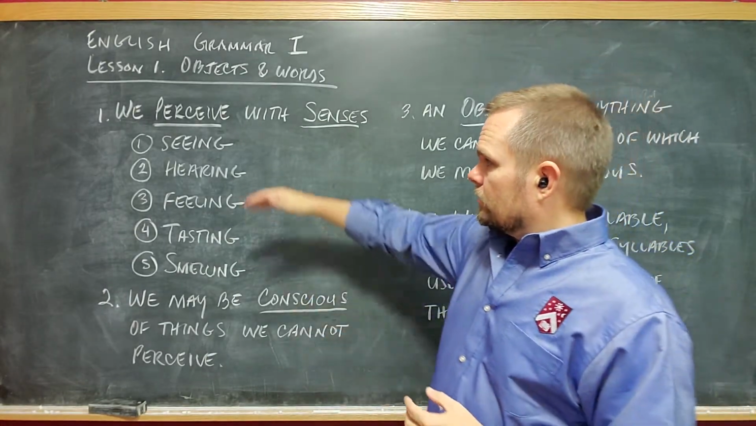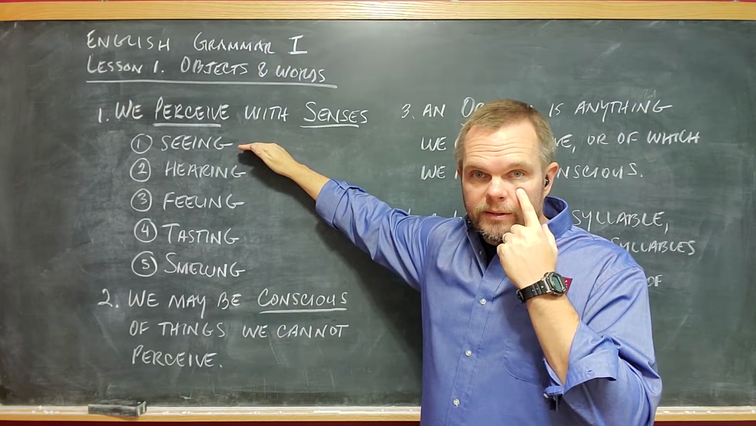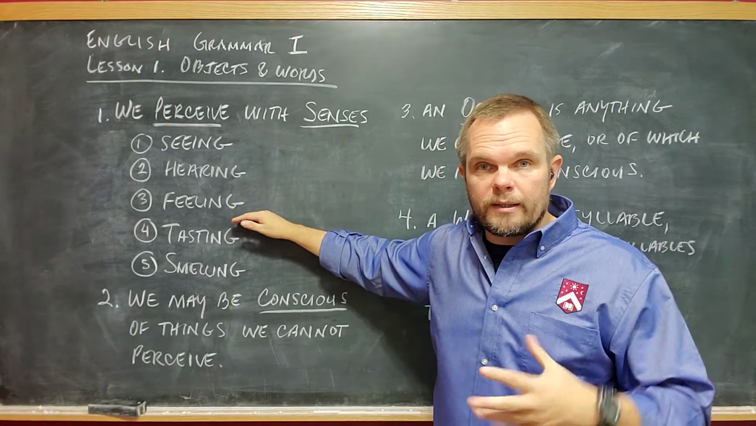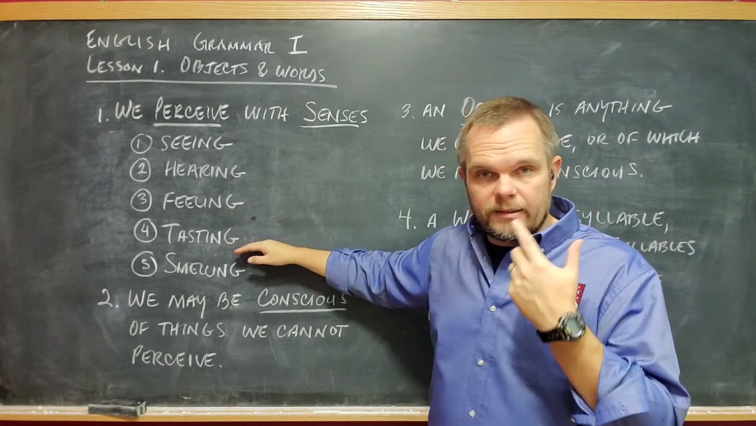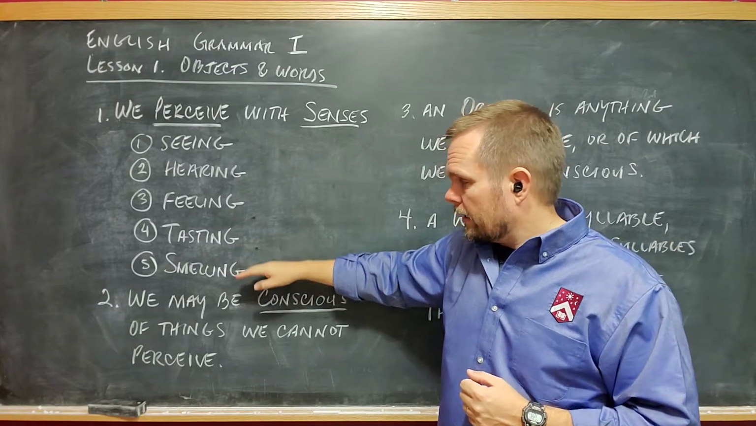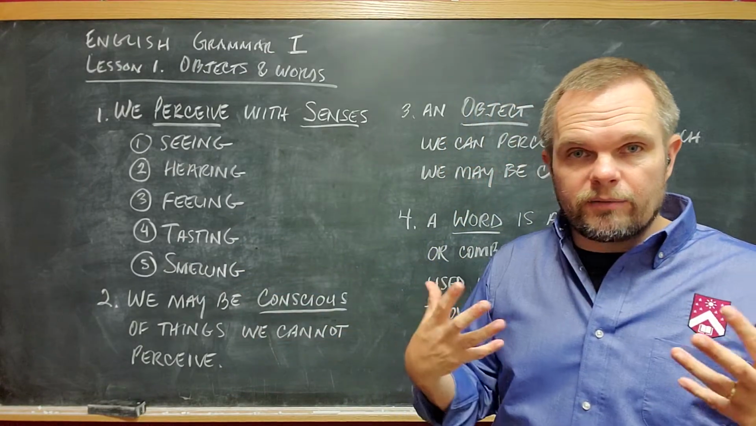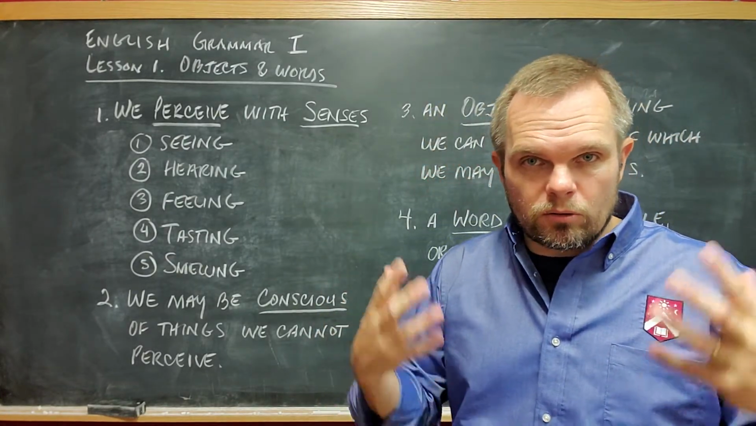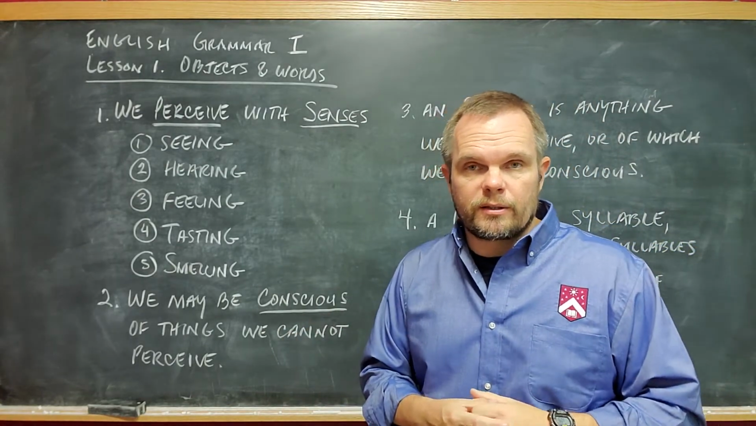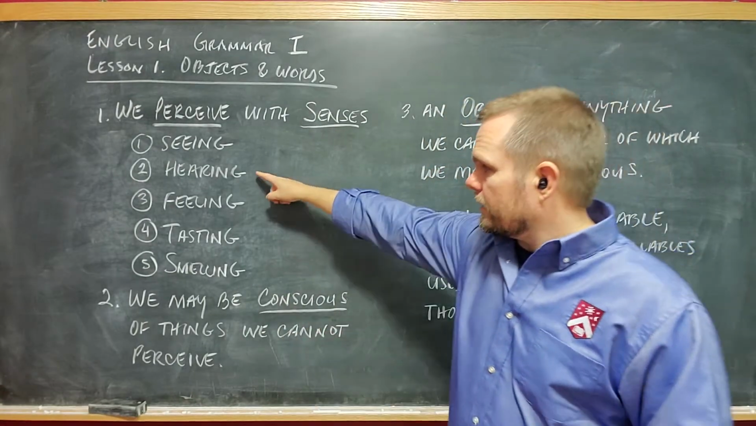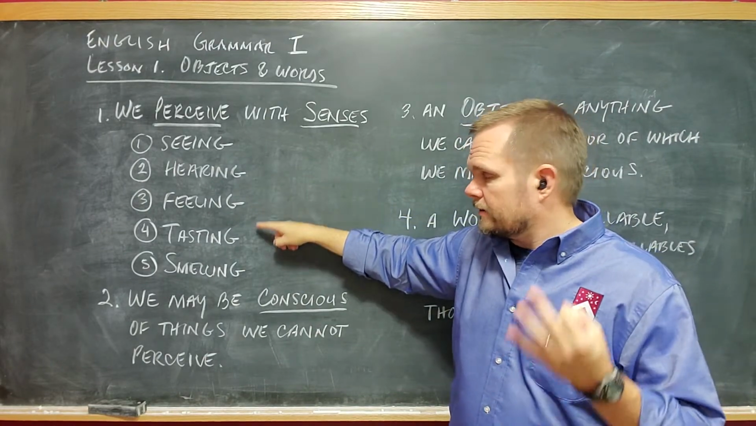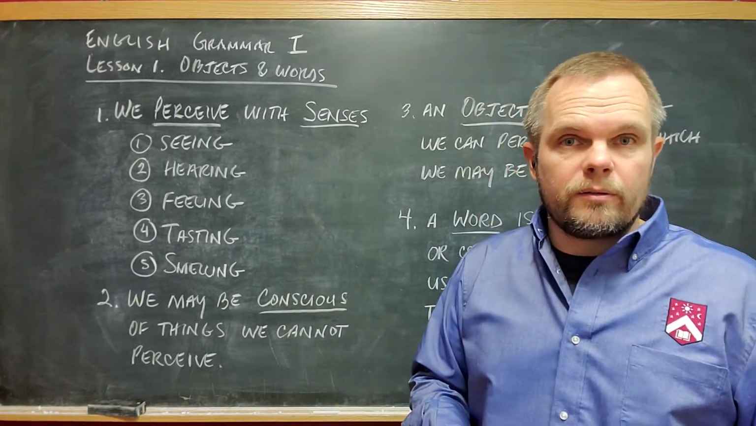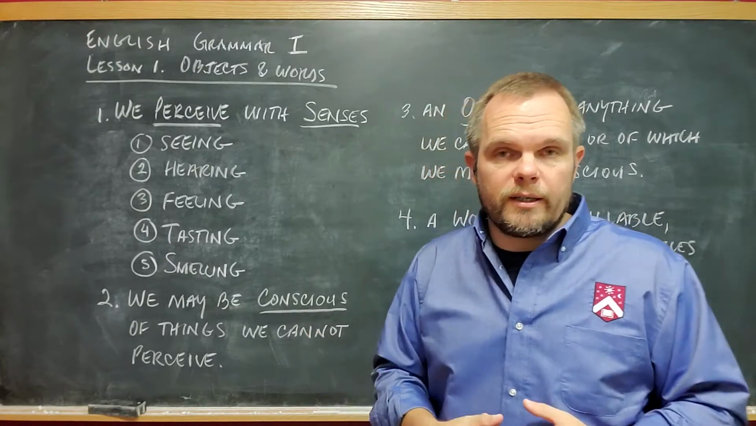So we have the sense of seeing with our eyes, hearing with our ears, feeling with our bodies and our hands, tasting with our mouths, and smelling with our noses. God gave us these 5 tools to allow us to know things, to learn about things. The 5 senses: seeing, hearing, feeling, tasting, and smelling. And that's how we learn about things that we come into contact with every day.